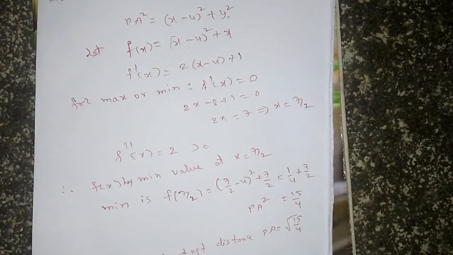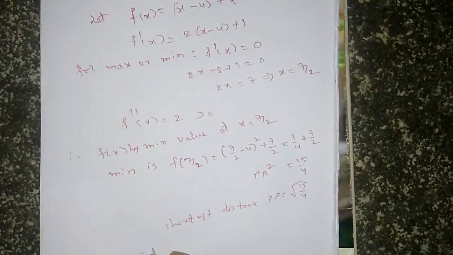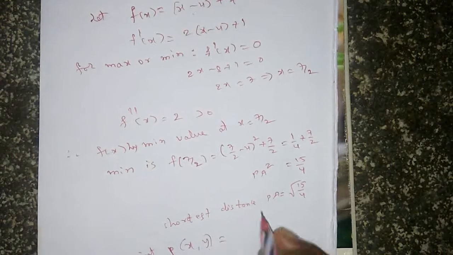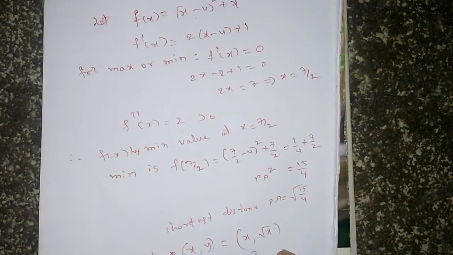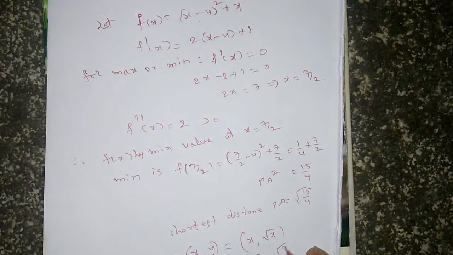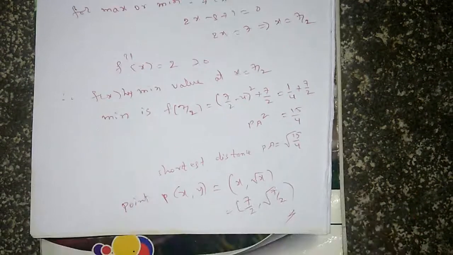But we are asked to find the point now. Therefore point P is (x, y). So y square is equal to x, means y is equal to root x. Here x is equal to 7 by 2. Root x, that is root 7 by 2, is the point on the graph which is nearest to the given (4, 0).